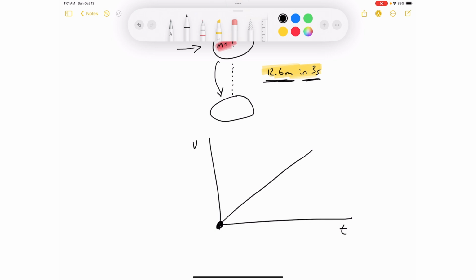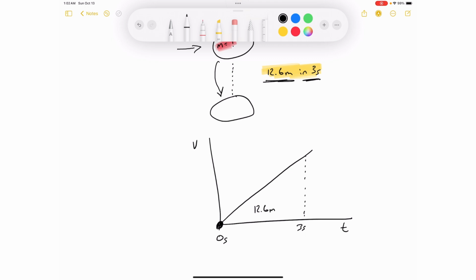Okay, so what we have here is, let me just erase this other one. Actually, I know what that is. On the bottom is 0 seconds, and then it says it fell for how long? 3 seconds. So I know this is 3 seconds. And it says it fell 12.6 meters. Remember, on the velocity versus time graph, the area under the curve represents displacement. In this case, it's 12.6, which was already given to us.